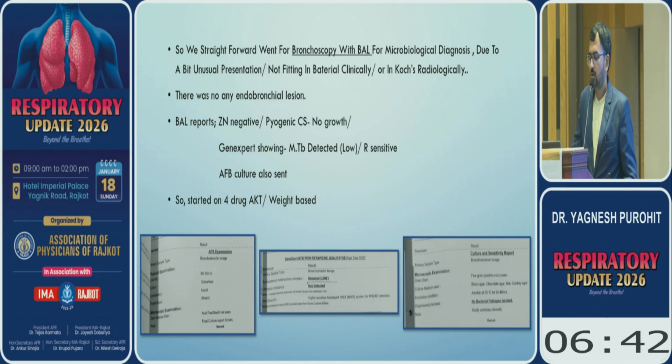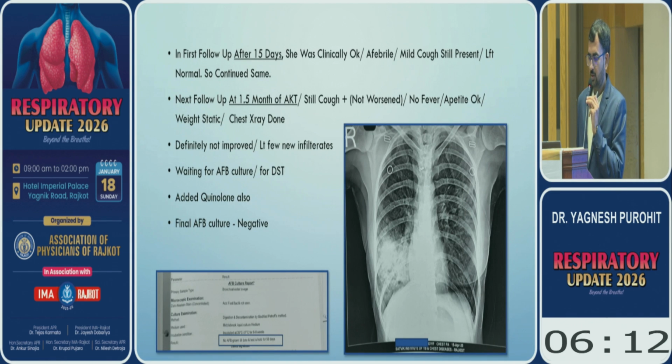So we straightaway posted her for a bronchoscopy with BAL, because she was not fitting clinically in bacterial, and she was not fitting radiologically in Koch's. So identifying the organism was of importance. We did a bronchoscopy, there was no endobronchial lesion. BAL reports: ZN negative, pyogenic culture didn't grow anything. GeneXpert showed MTB detected with low bacterial load, and rifampicin was sensitive. AFB culture was also sent, and we started her on 4-drug ATT. On first follow-up after 15 days, she was clinically okay, not much worsened, and LFT was normal, so we continued the same ATT.